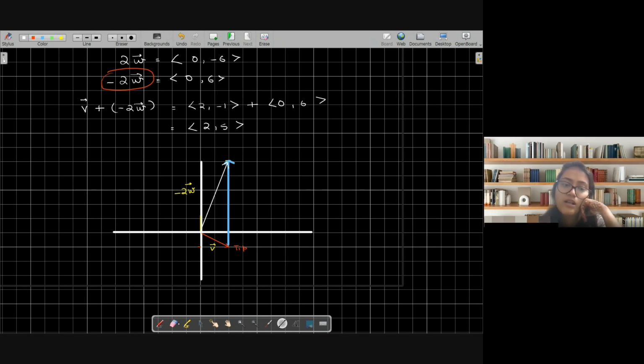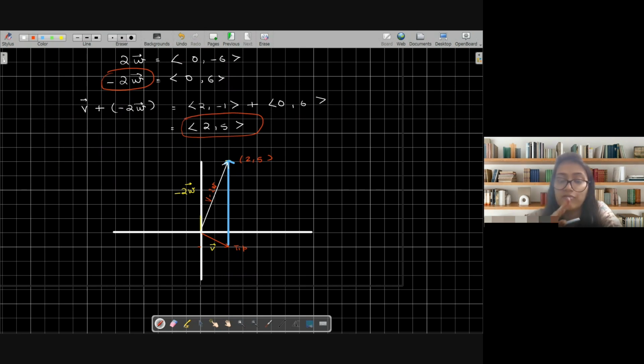This is the final resultant vector, this white one. This is v minus 2w. And you can verify it by looking at the coordinates of this white vector. See, this is 2 comma how much? 2, 3, 4, 5. This is (2, 5). And this is exactly what we got when we did it algebraically.